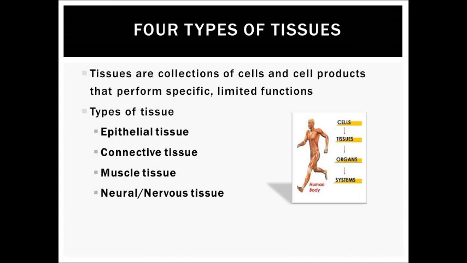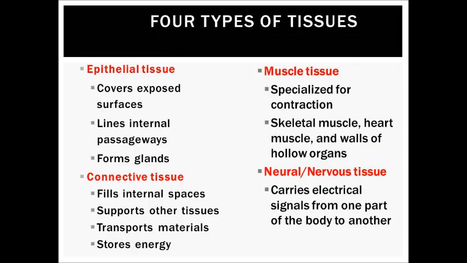Okay, without further ado, let's begin. Do you know that there are four types of tissues? They are epithelial tissue, connective tissue, muscle tissue and nervous tissue. Here are some of the main functions of each tissue. I will explain each of these tissues as we go through this topic.